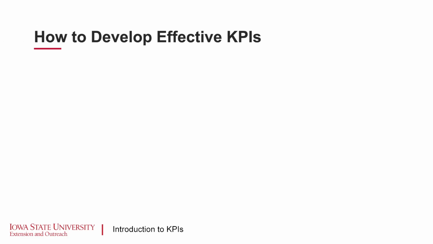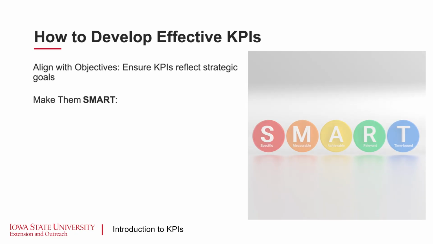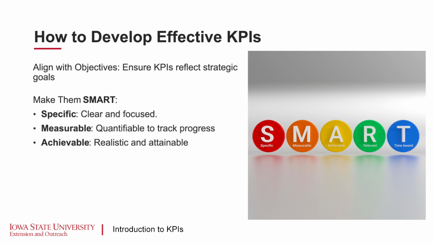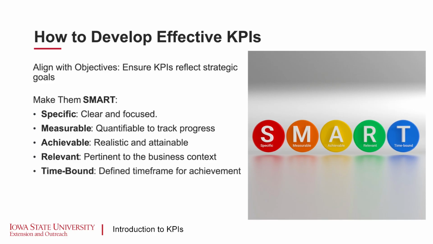To develop effective KPIs, align them with your strategic goals and make them SMART: specific, measurable, achievable, relevant, and time-bound. This ensures that KPIs are clear, quantifiable, realistic, pertinent to the business context, and have a defined time frame for achievement.